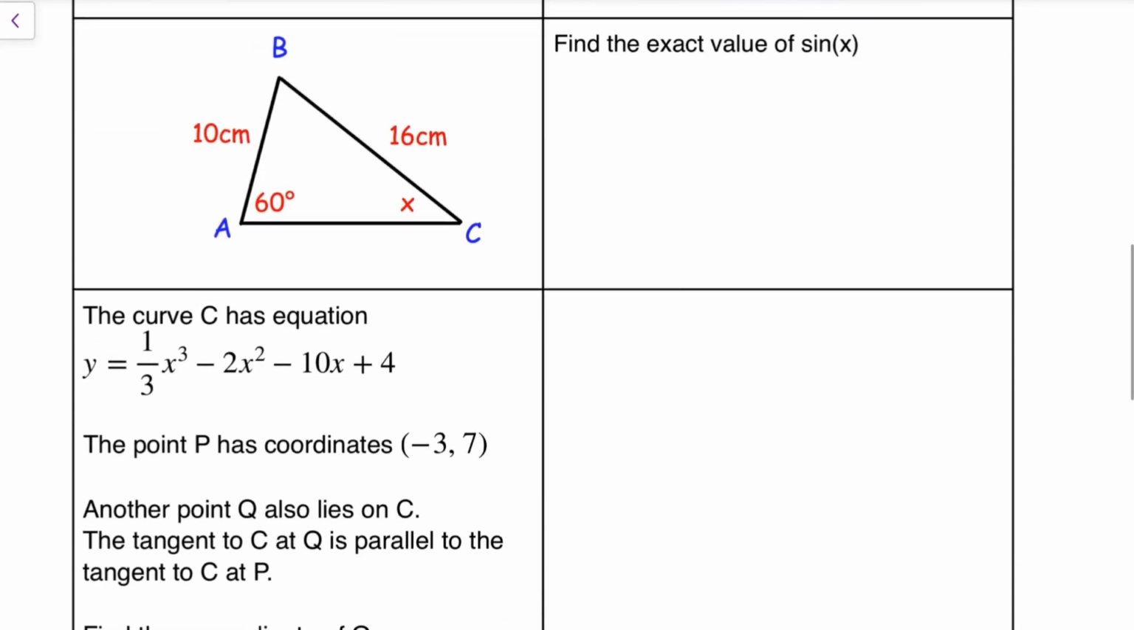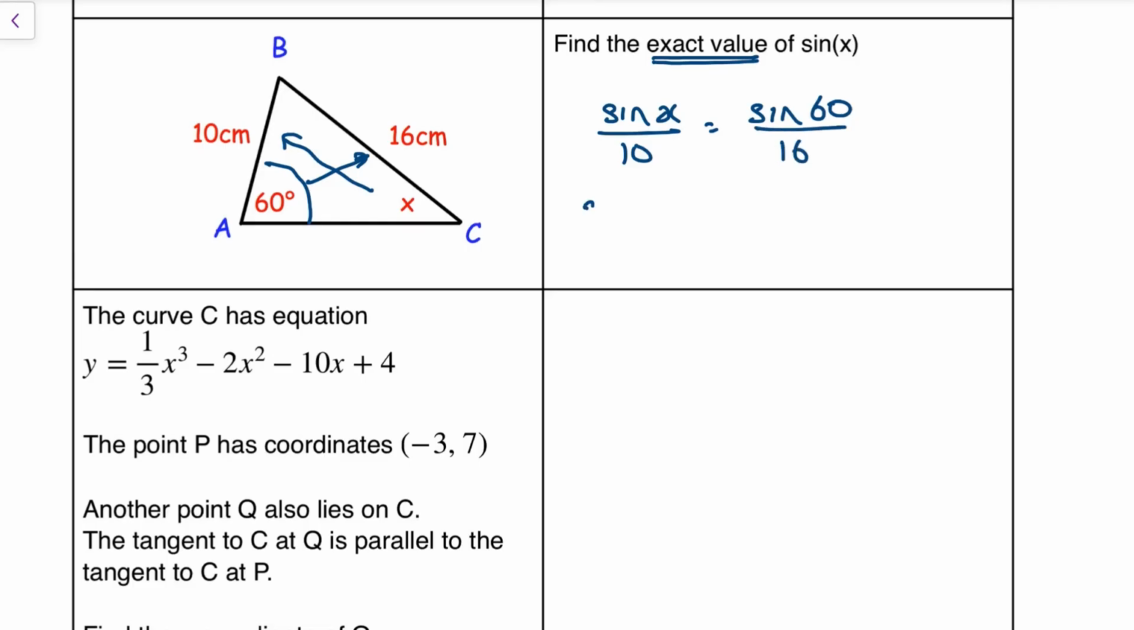Next question. Right, as soon as it has exact value, I'm thinking it's going to be some nice sine numbers like sine 30 or sine 60. And indeed, if I look at the diagram, I can see I've got a sine 60. It is also the sine rule. So there's my opposite and there's my opposite. Therefore sine x over 10 is equal to sine 60 over 16. What does it want? The exact value of sine x, so not x itself.